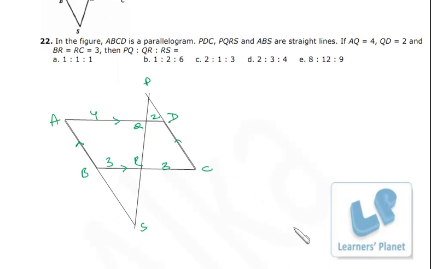Now triangle SBR and triangle SAQ will be similar. I have already explained this sort of problem many times. SBR and SAQ will be similar, right? So whatever is the ratio of BR and AQ, the same will be the ratio of SR and SQ, right? So this is 3, this is 4. So SR by SQ is equal to BR by AQ.